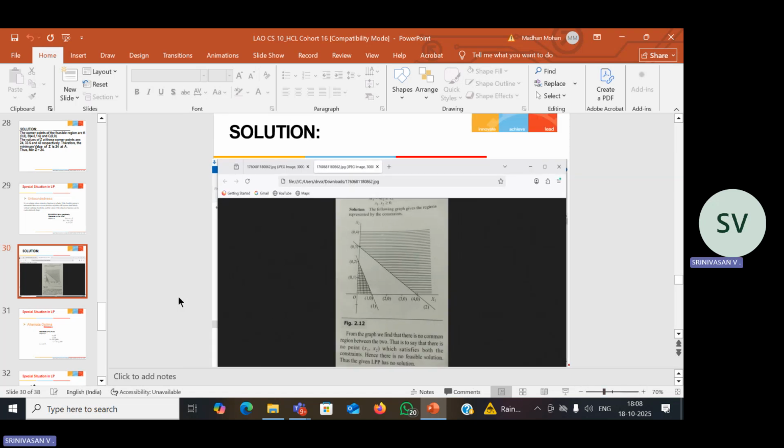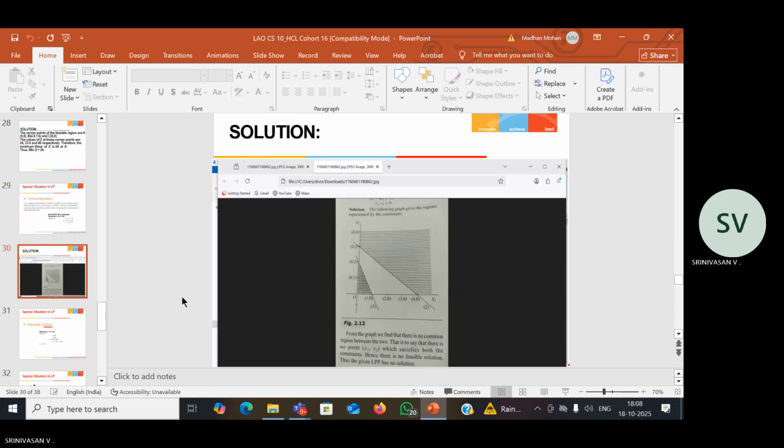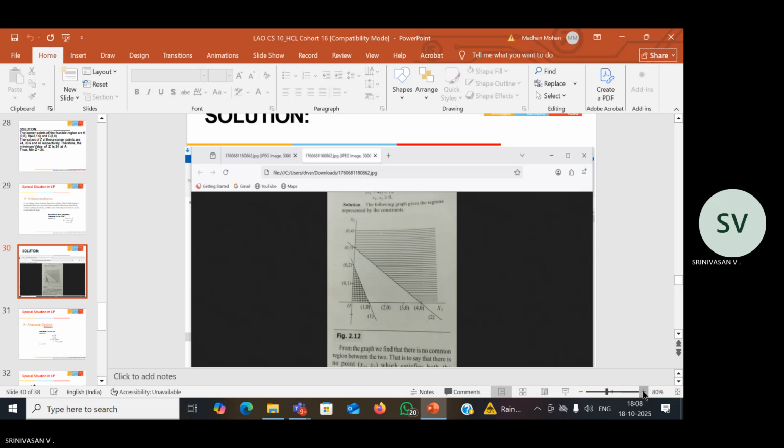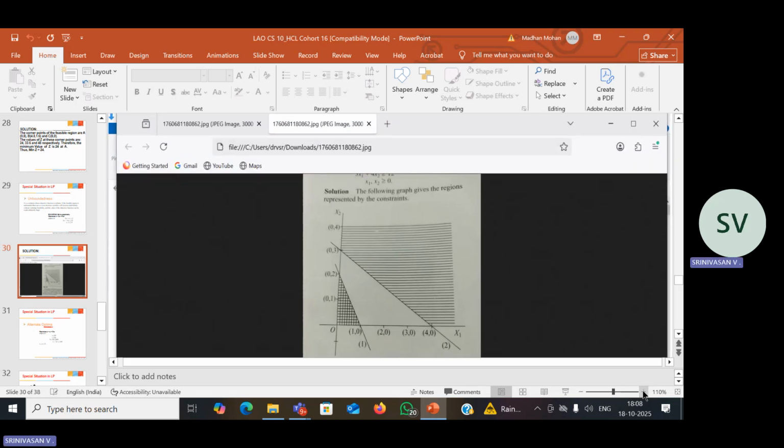Let's go back. 2x1 plus x2 less than or equal to 2. Just look at the straight line which is shaded with the horizontal and vertical lines. It is bounded by (1, 0) on the x1 axis and (0, 2) on the x2 axis. Is it right? 2x1 plus x2.